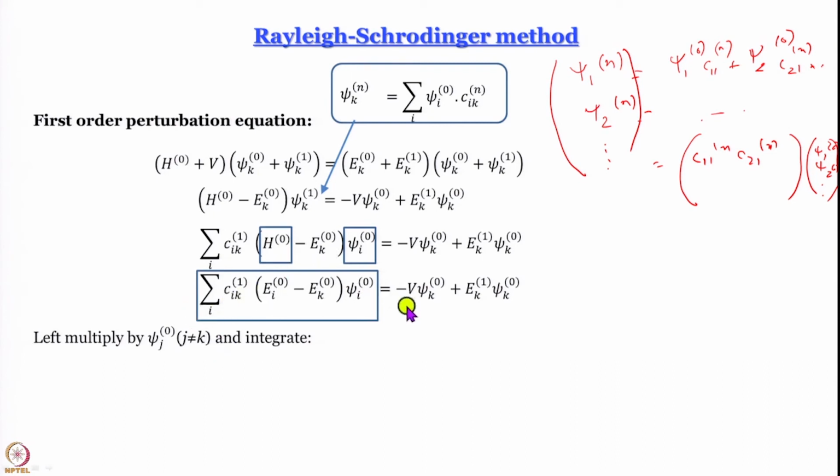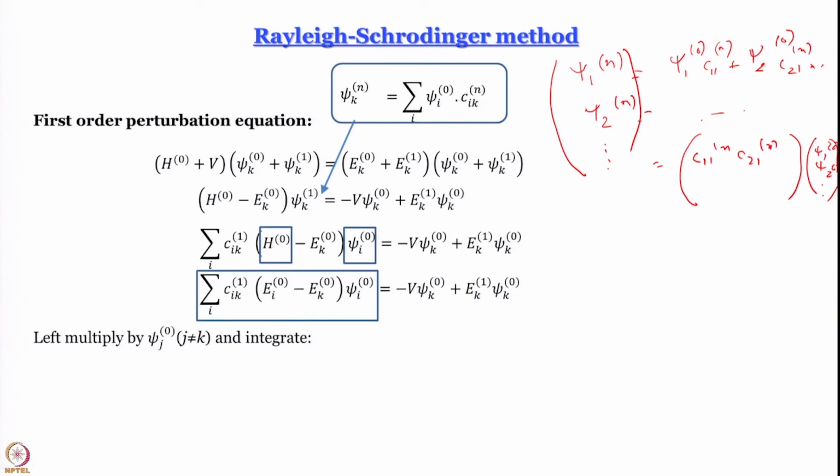In this entire summation, which term will survive? The term in which i is equal to j, is it not? Because this I am going to integrate, I am going to get something like the integral of psi j 0th star psi i 0th d tau. So, that will only be equal to 1 when i equals j. For all other values of i, it is going to be 0.